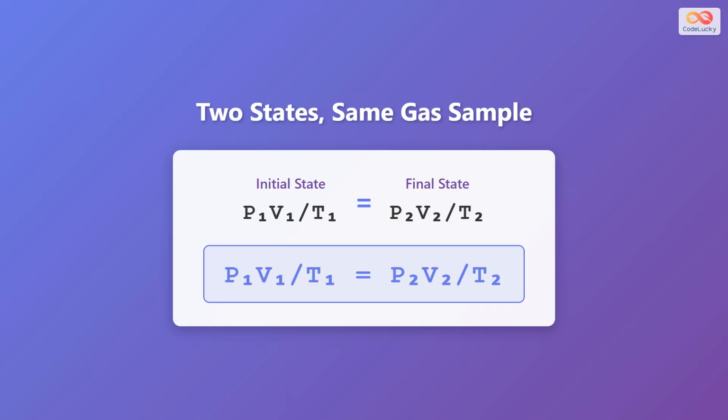The combined gas law compares two different states of the same gas sample. The initial state is represented by P₁V₁ divided by T₁, and the final state is represented by P₂V₂ divided by T₂. Since both equal the same constant for a fixed amount of gas, we can set them equal to each other. This gives us the combined gas law. P₁V₁ divided by T₁ equals P₂V₂ divided by T₂. This equation is incredibly useful when two or three variables change simultaneously.